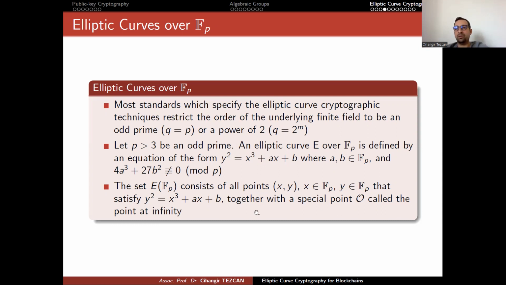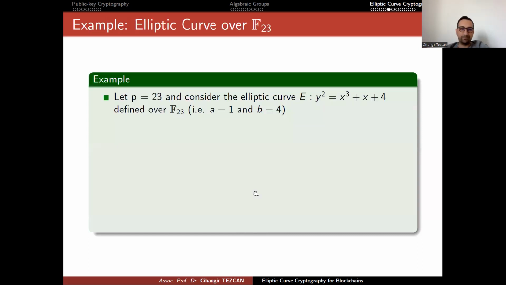Again, these will be your public key addresses when you use digital signatures, and they will turn into Bitcoin or Ethereum account numbers at the end. So let me give a basic example to visualize how this works.